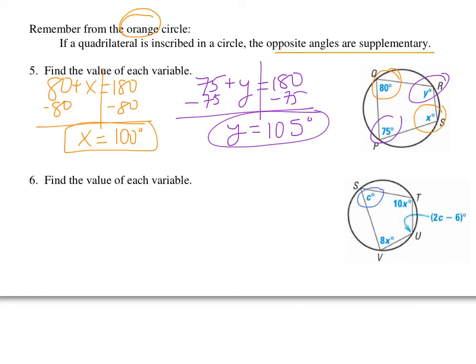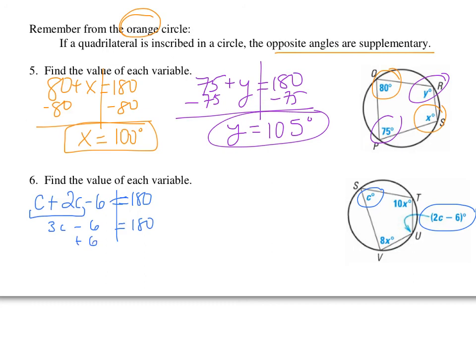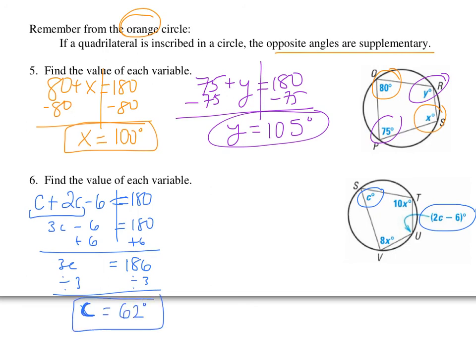The same works in this next one. We just know that these opposite angles are going to add up to be 180 degrees. So c plus my 2c minus 6 should equal 180. With this one, I have to combine some like terms together first. So I get 3c minus 6 equals 180. And then I want to add my 6 to both sides. So I get 3c is equal to 186, divided by 3. Sorry, that's a c. My c then should equal 62 degrees.